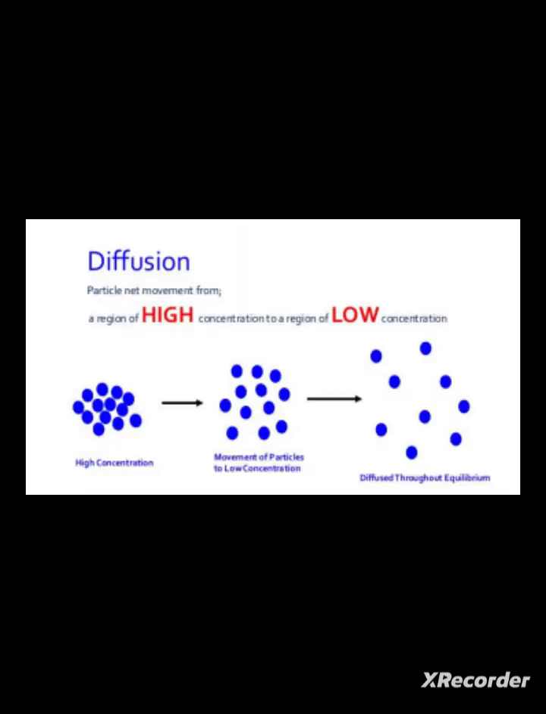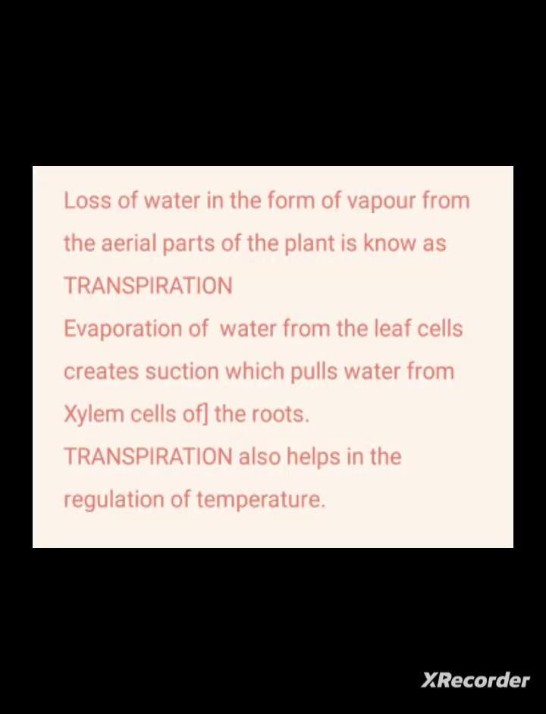So, water moves into the root from the soil to avoid this difference, which means that there is continuous movement of water into the root xylem, forming a column of water that is continuously pushed upwards. Plants also use another method to move water to the highest points of the plant body. Evaporation of water from the leaf cells creates a suction which pulls water from xylem cells of the roots.